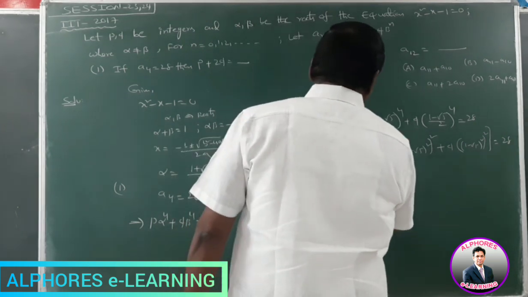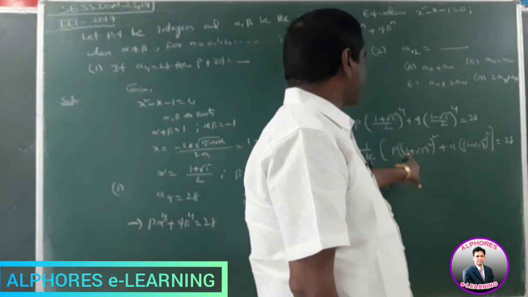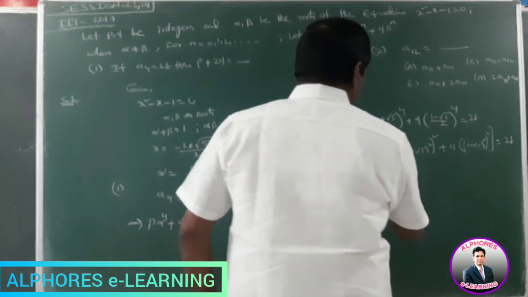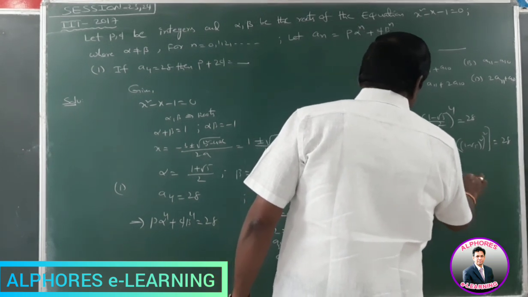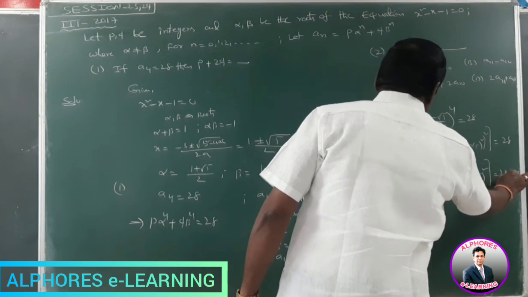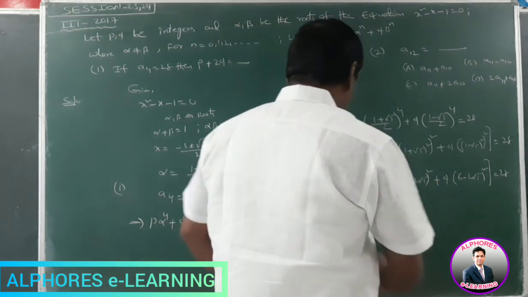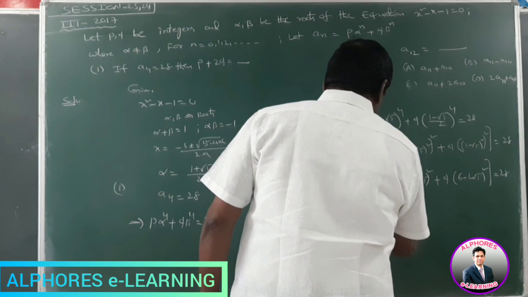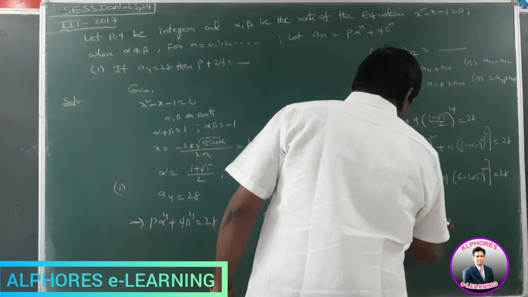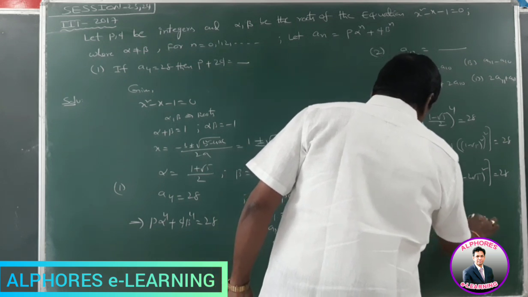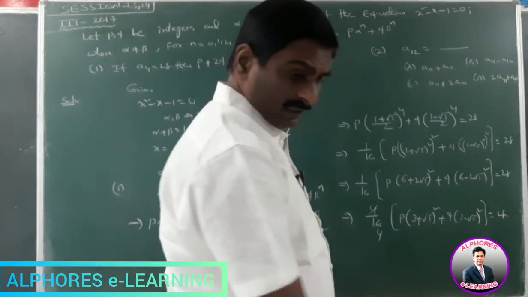That implies 1 by 16 into p of 1 plus root 5 whole square, which means a square plus b square plus 2ab, means 6 plus 2 root 5 whole square, plus q of 6 minus 2 root 5 whole square is equal to 28. Here the common term is 2. 2 means 2 into 2 square means 4. That means 4 by 16 into p of 3 plus root 5 whole square plus q of 3 minus root 5 whole square is equal to 28. Here 4 times cancelled.